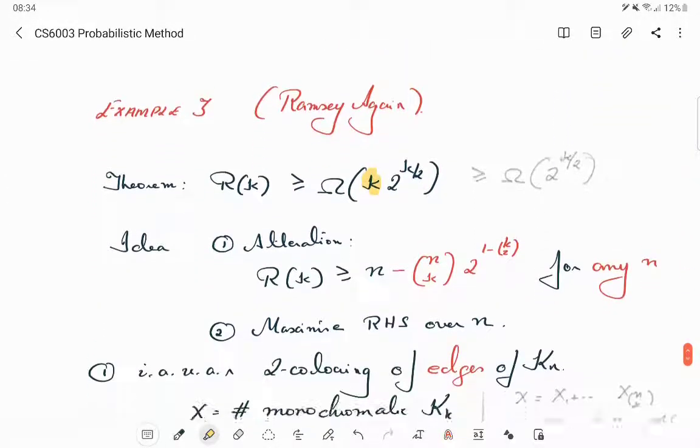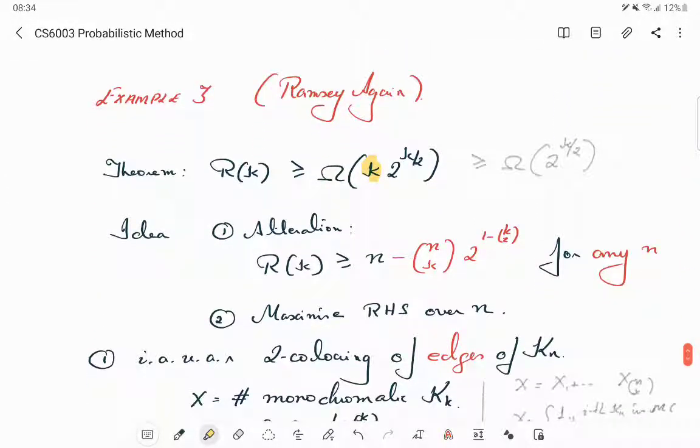Now, this third example that I have chosen goes back to the examples that we started from the beginning, on Ramsey numbers. Recall the definition of R of k. R of k was the smallest natural number n such that if you take a complete graph on n vertices and color its edges using two colors in any way, not necessarily randomly by a coin toss or anything. So the definition is deterministic.